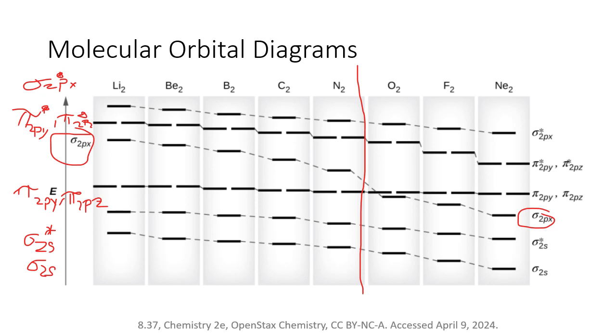Now, for oxygen and fluorine, because again, neon is not going to bond, the order is sigma 2s, sigma 2s star, sigma 2px, pi 2py, pi 2pz, pi 2py star, pi 2pz star, and then at the very top, sigma 2px star. So what causes this switcheroo?